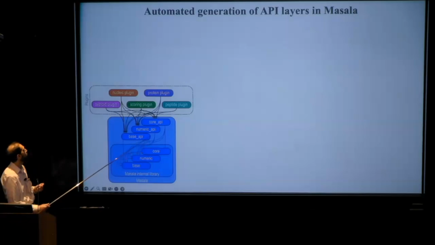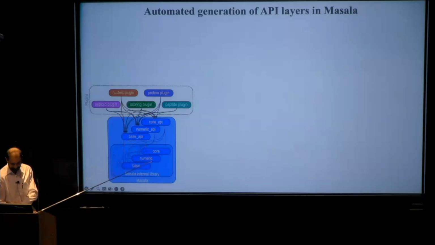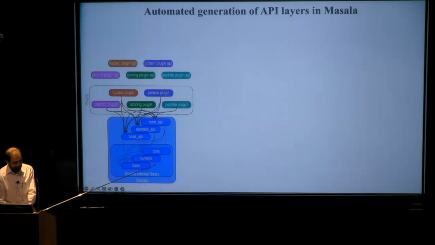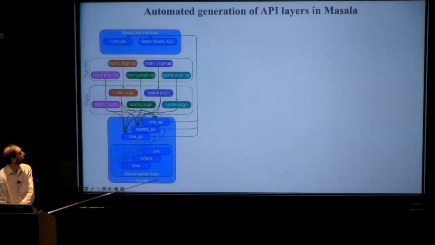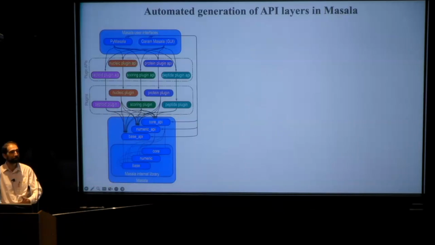A user can use any combination of these plugins. If I'm not working with RNA, I don't want to have to download and compile the RNA plugin. And each of the plugins has its own API layer that outside software can see. And so if you have a user interface like PyMasala or a GUI, I'm calling Garam Masala, the GUI can see the API layers and can auto-generate interfaces from these API layers.